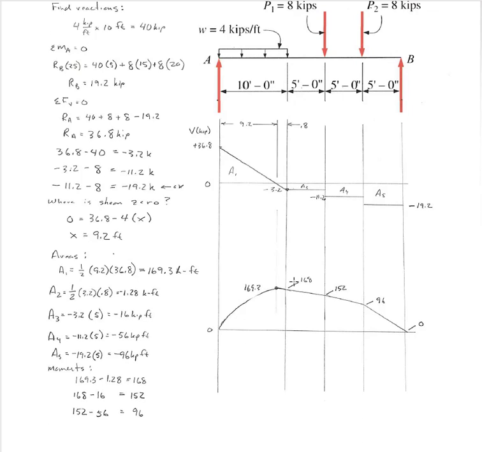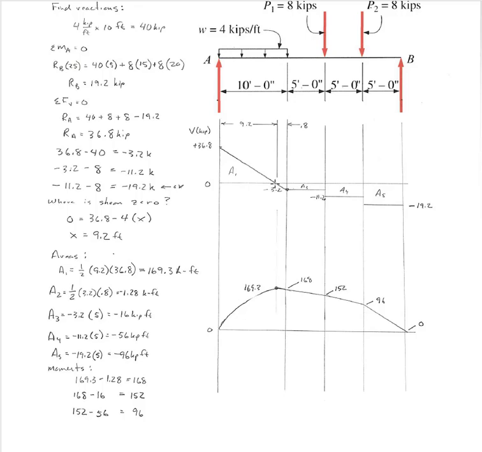Let's talk about what our bending moment diagram looks like. I'm missing the M here, and the units would be kip feet. I'm going to do this by finding the areas. First of all, I'm going to find where the shear is 0, and to do that, I'm just going to set a proportion. So 0 equals 36.8 minus 4 times x. When I solve that, I get x is 9.2. So therefore, my shear diagram is going to cross 0 at a distance of 9.2 feet from point A. That's what this is here.